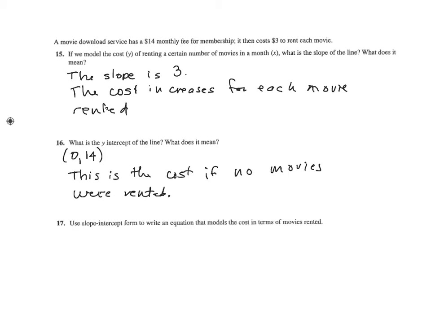Then it says use the slope-intercept form to write an equation that models the cost in terms of movies rented. So that's y equals mx plus b. So y equals, what was the slope? 3. So y equals 3x. What was the y coordinate of our y-intercept? 14. So 3x plus 14.